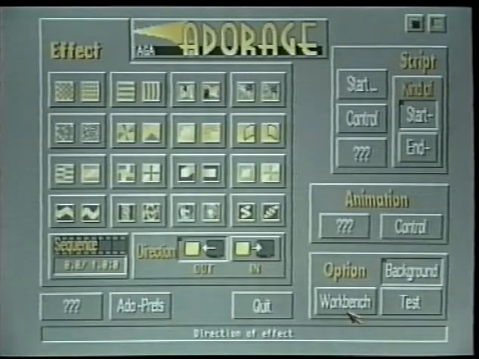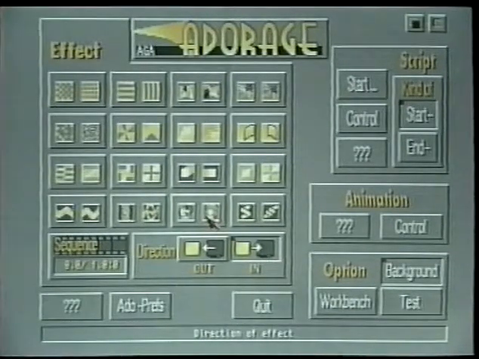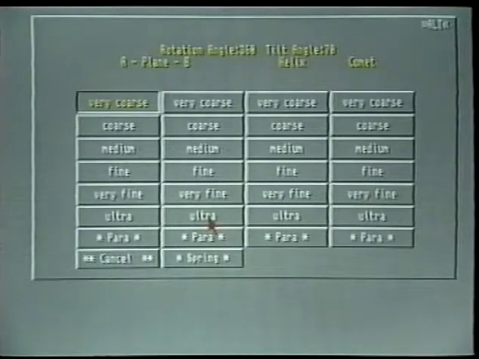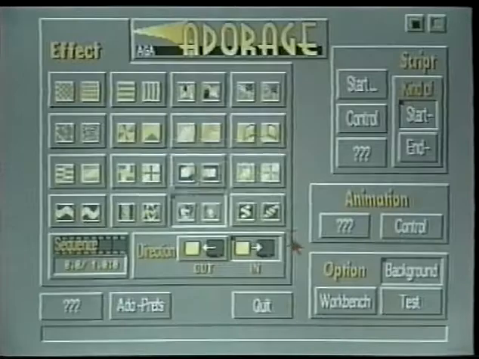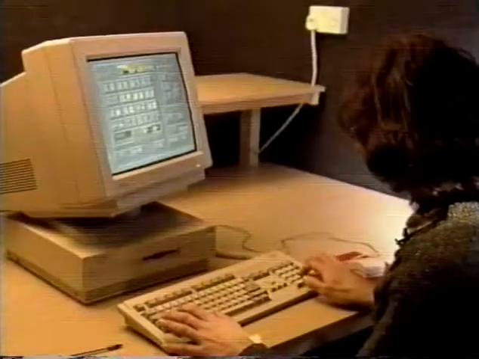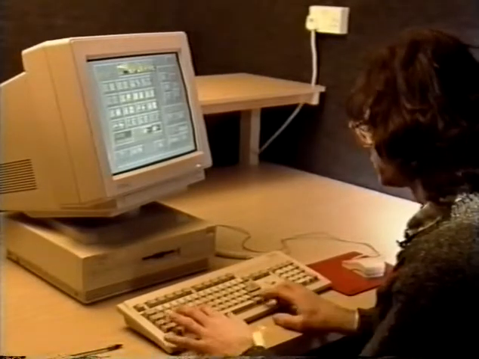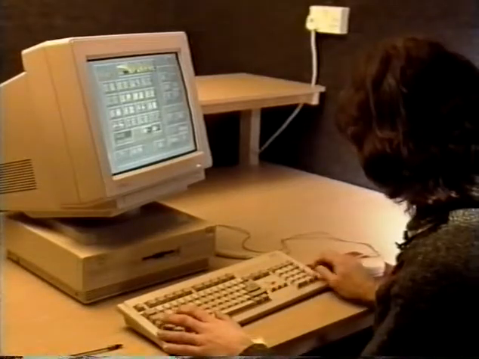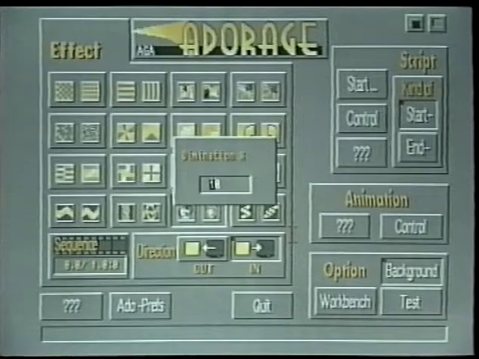The next effect will be an in effect, so I choose In, Wobble, and under the Helix column, enter the parameters. Rotation angle 360, tilt angle 70, extension 50, diminution 0, and depth 20.